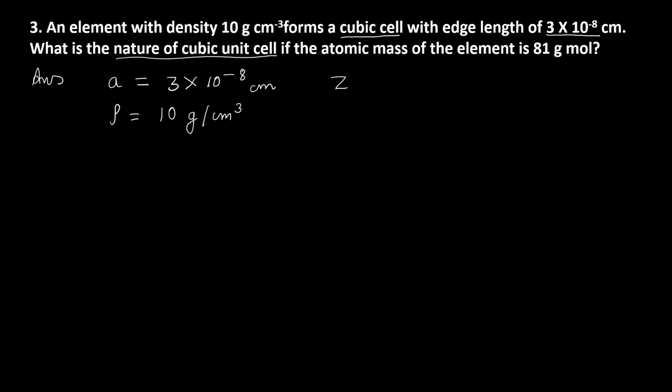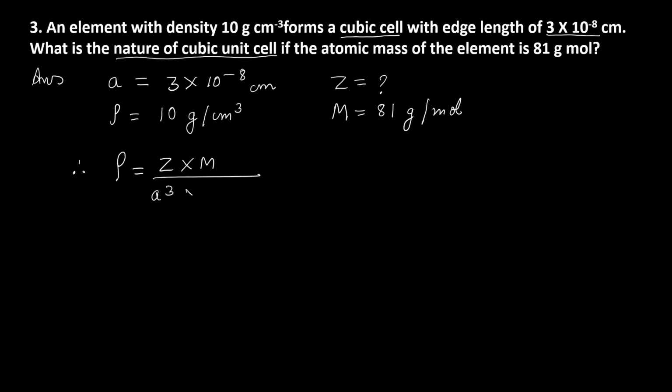Nature means you have to calculate whether it is simple cubic, BCC or FCC, and that can be determined by calculating Z. So in this question you have to calculate Z. Molecular weight is given to you, 81 gram per mole. Now we will again apply the formula. Density is equal to Z into M upon a cube into Na.